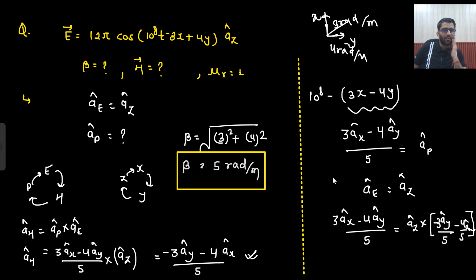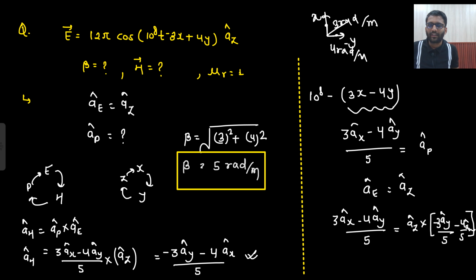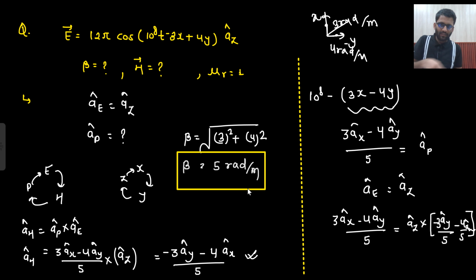Mu r is there. Now you need to write down the expression of H. Try doing it on your own. How will you write it down? H will be equal to... for H, first I need the value of eta as well. Did I give anything that it is free space or anything? No, beta value I have, omega value I have. So certainly it is not free space, because what do I see? Omega is equal to 10 to the power 8. Beta is equal to 3 square plus 4 square under root. So beta is equal to 5.